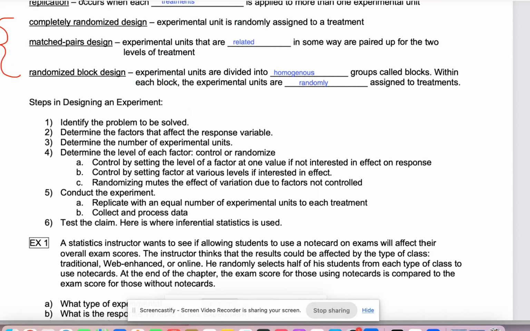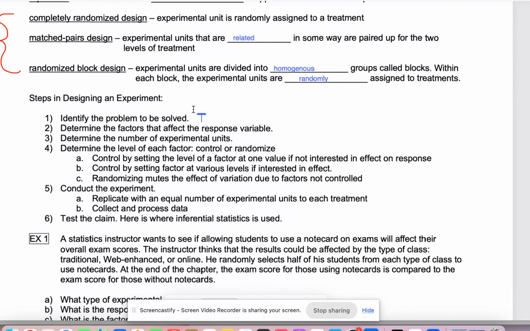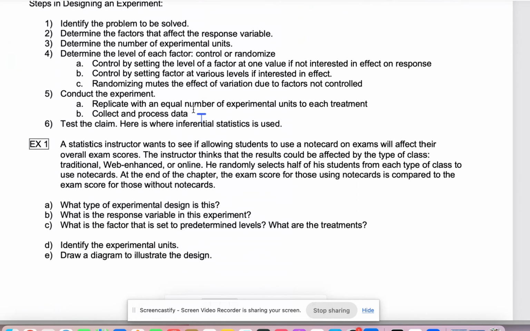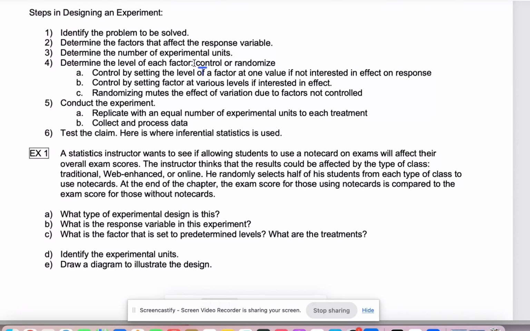So again, this is going to be kind of the main objective here, to make sure you understand the different types of designs and can identify them. So steps in designing an experiment, pretty self-explanatory. Identify the problem that we want to solve. Determine the factors that might have an effect on that response variable. Determine the number of experimental units, so how many people or computers or animals do I have to divide into the groups?